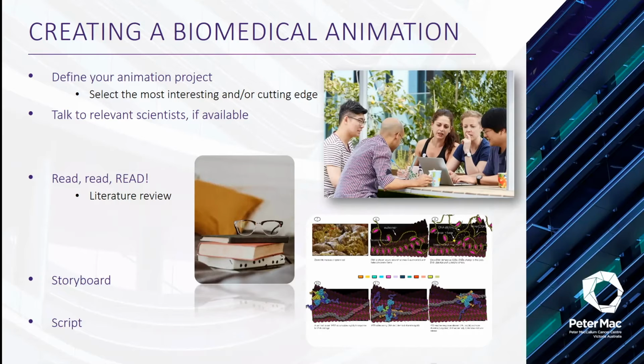You then need to do a lot of reading. So you need to be able to get your head around the subject in order to be able to animate it. And so this involves going to the scientific literature and reading lots and lots of journals. And what I find is that writing a literature review at this point really helps me to make sure that I've understood the story and that I've got the process straight.